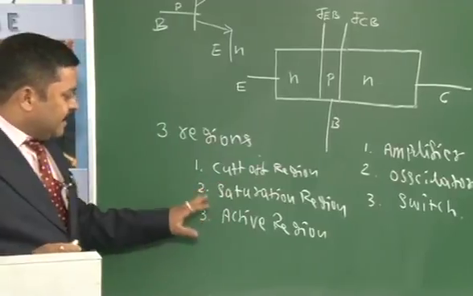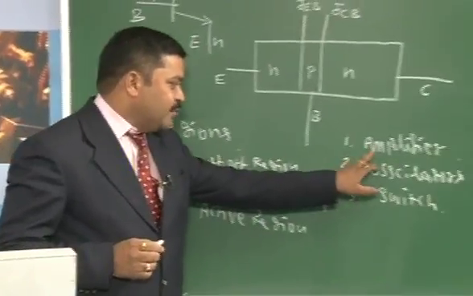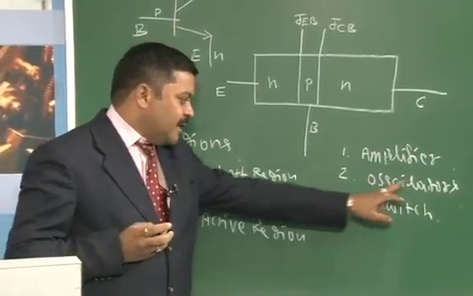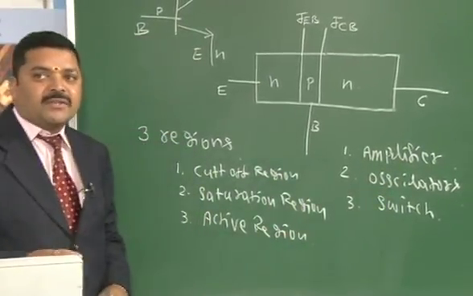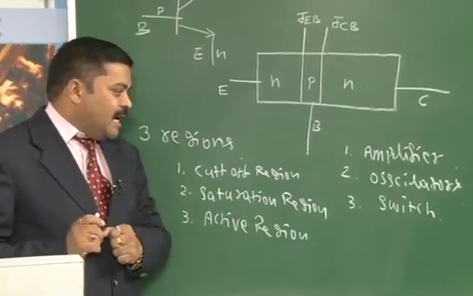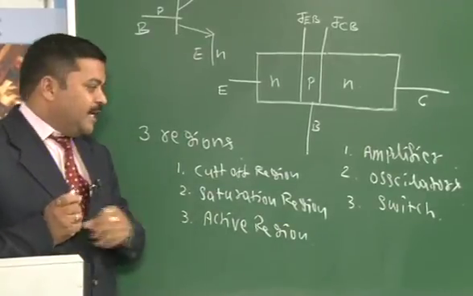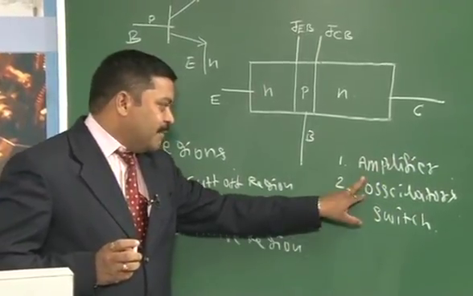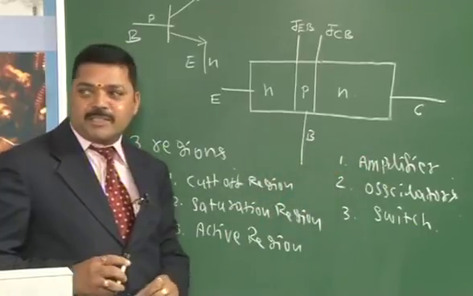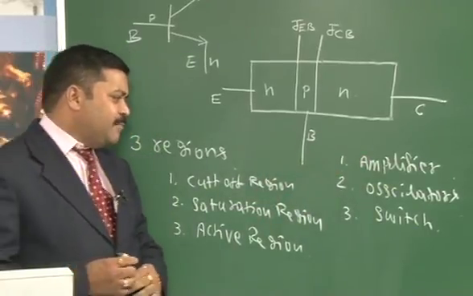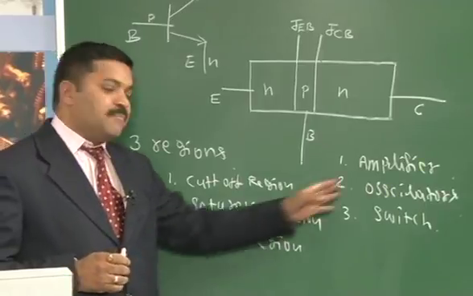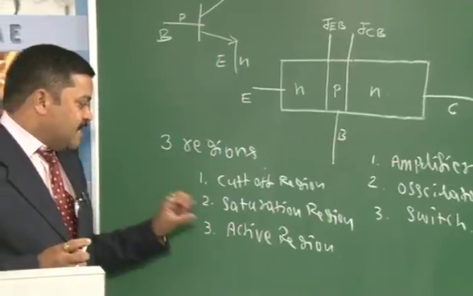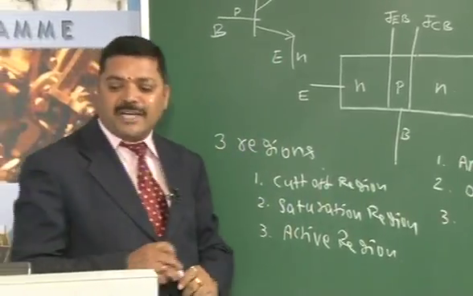When we consider biasing, we will be considering most of the time the amplifiers. Why amplifiers? Because an oscillator is a circuit which consists of an amplifier and the feedback network. So, here also BJT can be used as an amplifier. Amplifier applications play a very important role with respect to BJT. 70 to 80% of the BJT applications are amplifiers itself. Therefore, we will be considering amplifier as an application when we discuss the transistor biasing.